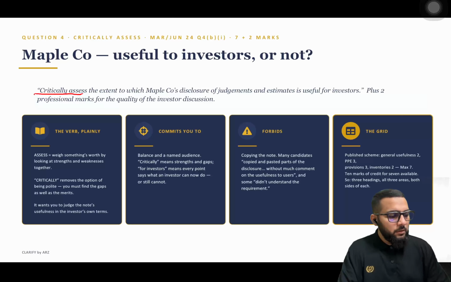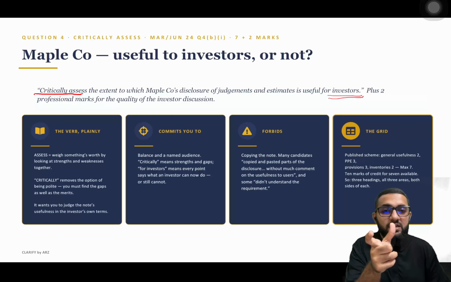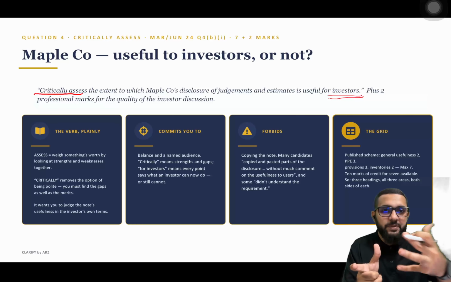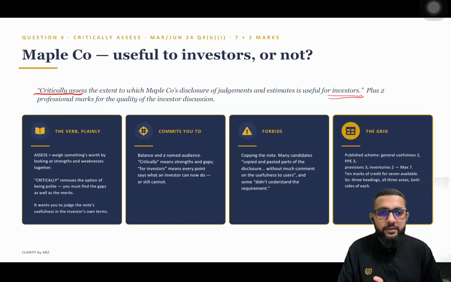Okay. Right. And then they are being very clear. They are saying how it's useful for investors. So you have to limit your assessment, or you have to focus your assessment towards investors. It should be from investor perspective. Whether investors are being benefited or are they not? Right. Whether companies being benefited or not is not the question.